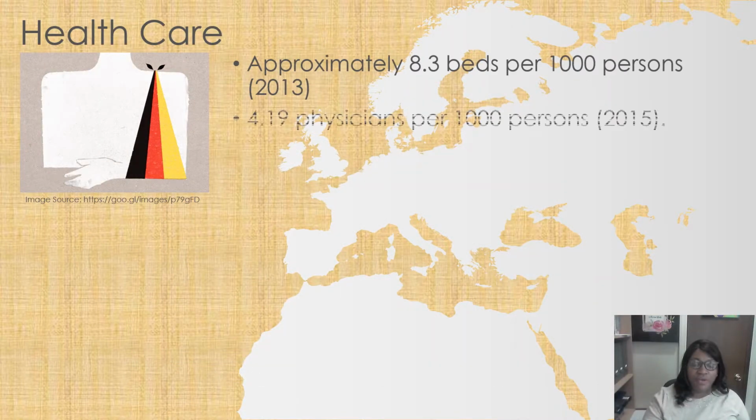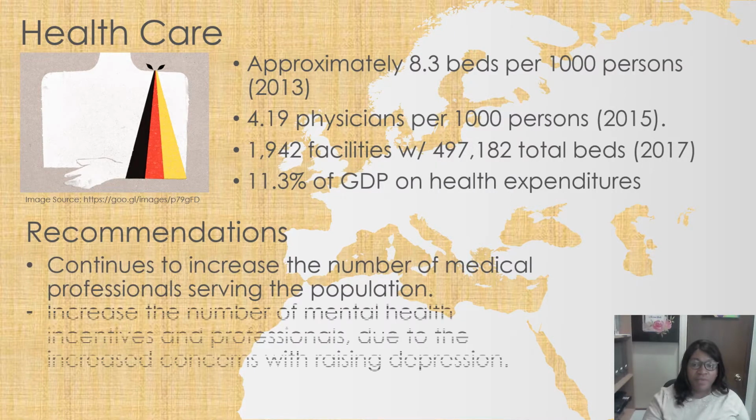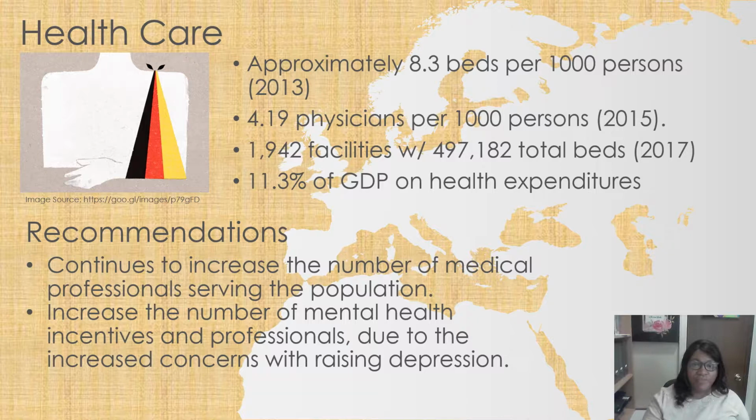Looking further into healthcare in Germany, there are approximately 8.3 beds per 1,000 persons inside of the country. There are 4.19 physicians per 1,000 persons. As of December 31st, 2017, total medical and non-medical staff inside of Germany equaled 1,237,646 staff persons. Of those staff persons, 186,000 were medical staff.